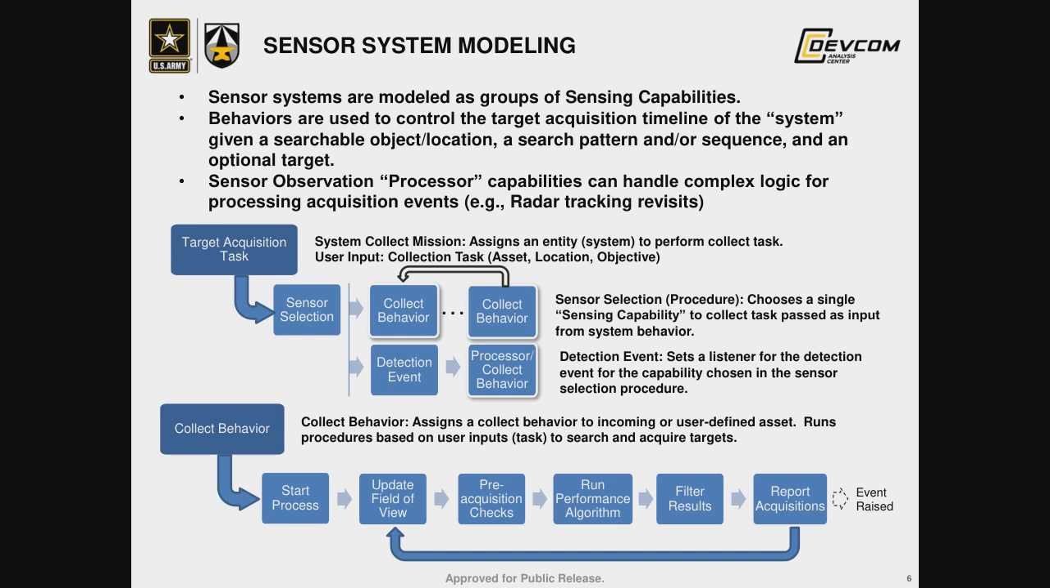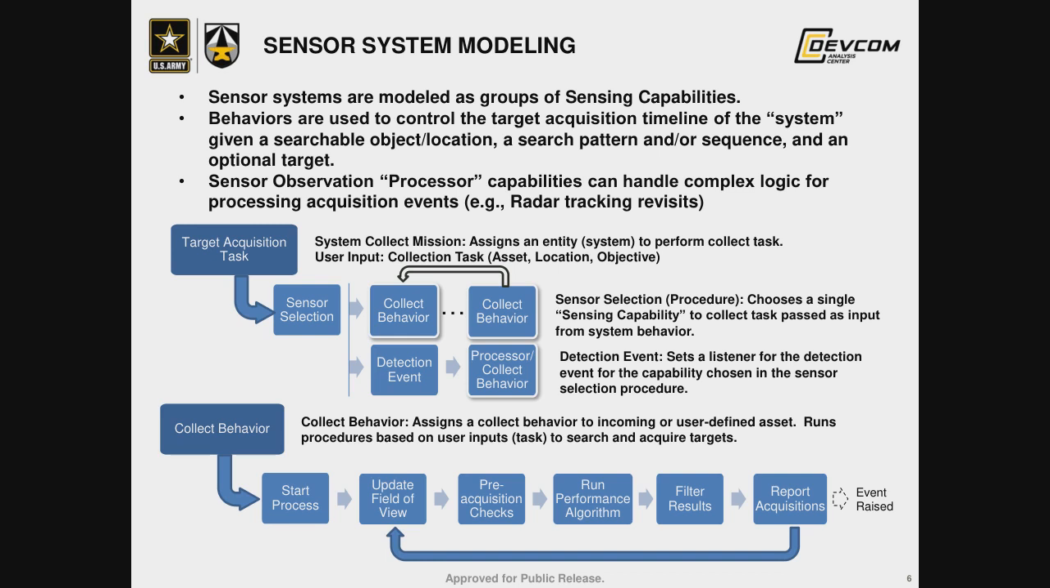So you use behaviors to control the target acquisition timeline of the system, given a searchable object and location, a search pattern or sequence, and an optional type of target that you're looking for. Maybe it's a vehicle or aircraft or person. The sensor observation processor capabilities can handle complex logic for processing acquisition events. Something specific for, say, a radar, you might want to track what you've already detected and automatically revisit that track with the radar.